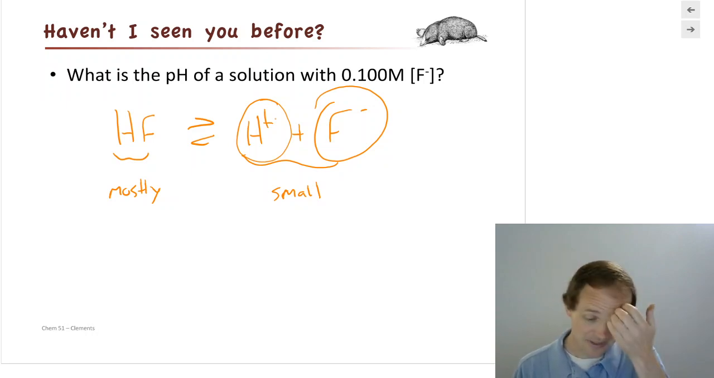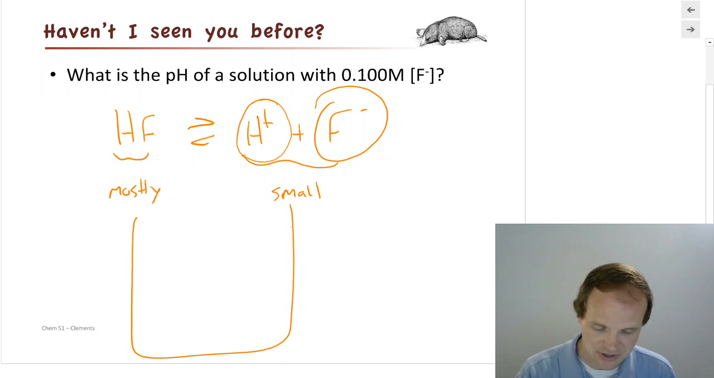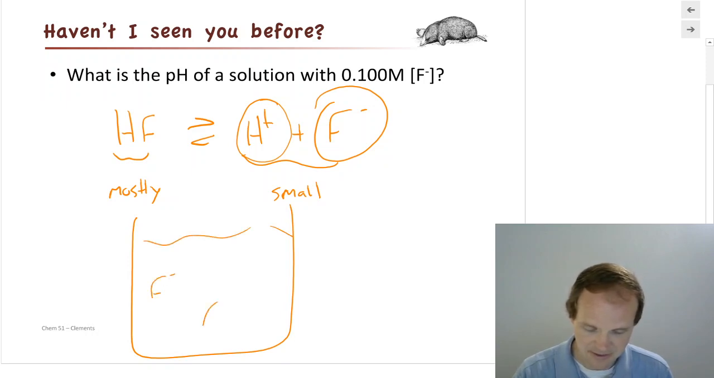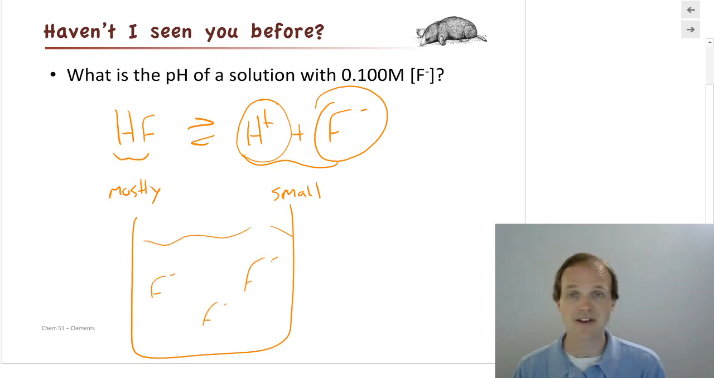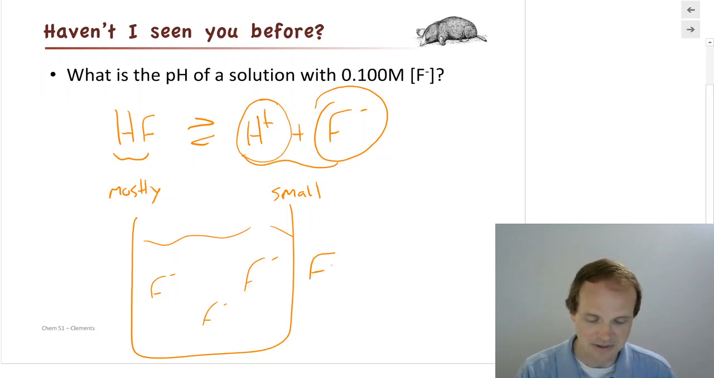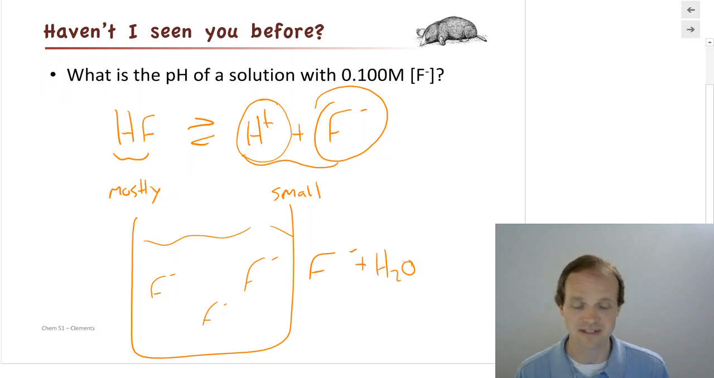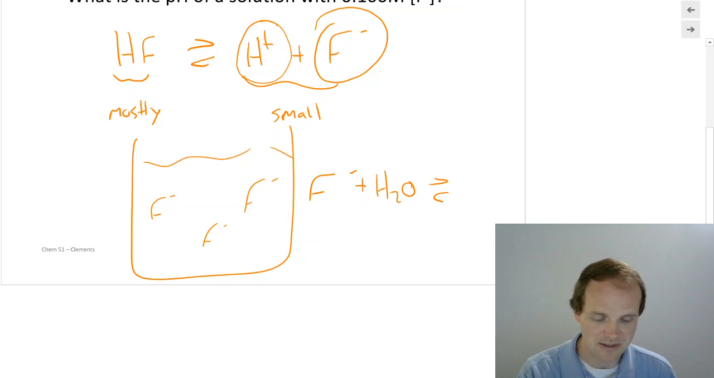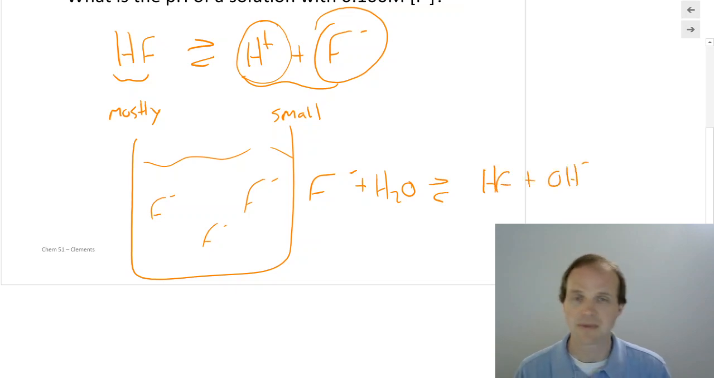And so what's going to happen is if you just have a solution with a bunch of F- in it, it's going to find ways to react and find H+. Now, there's not much H+ in solution here, right? It's about 10 to the minus 7th molar, so it's probably not going to go out and actually find H+ directly. More likely, it's going to find water, because there's a whole lot of water in this solution. And if it finds the water, it's going to react to make HF and leave behind OH-.